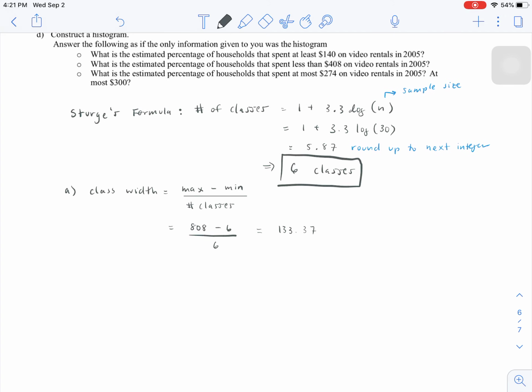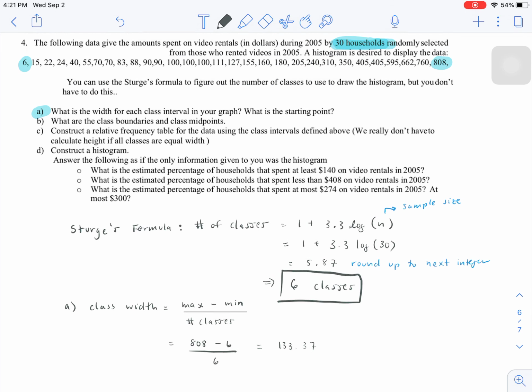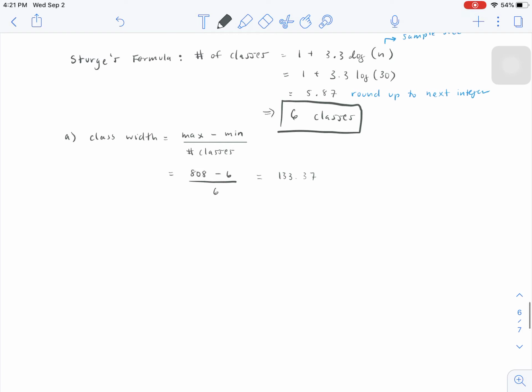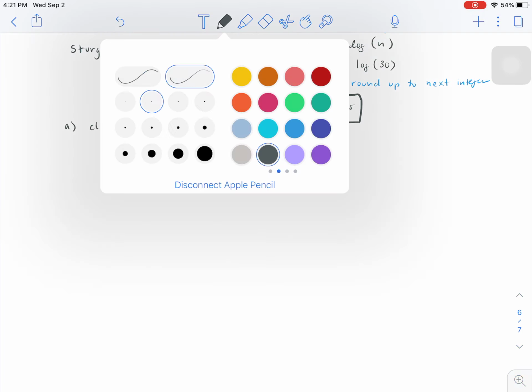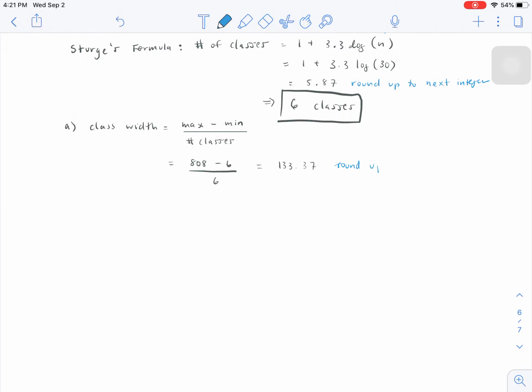133.37. So this means, for example, my first class on my histogram should be from 6 to 103, oops, not 203, to 103.37. But in general, to make it easy on ourselves to calculate the intervals, we also want to round this up. So let's round this. So our class width is 134.